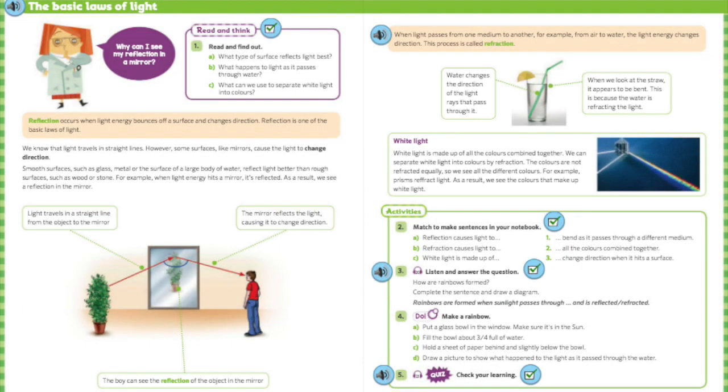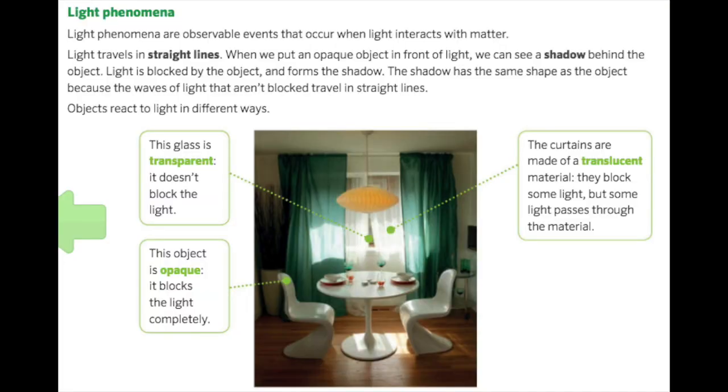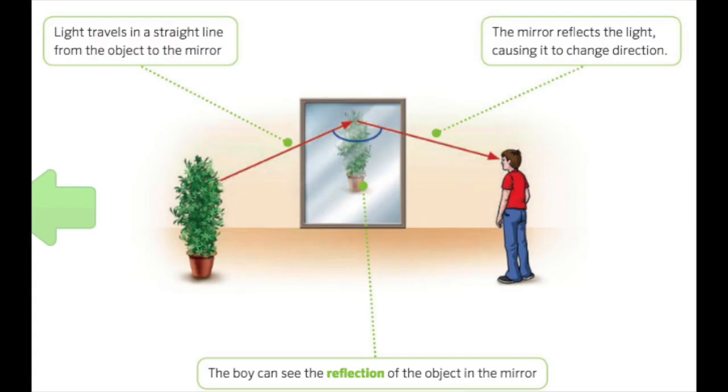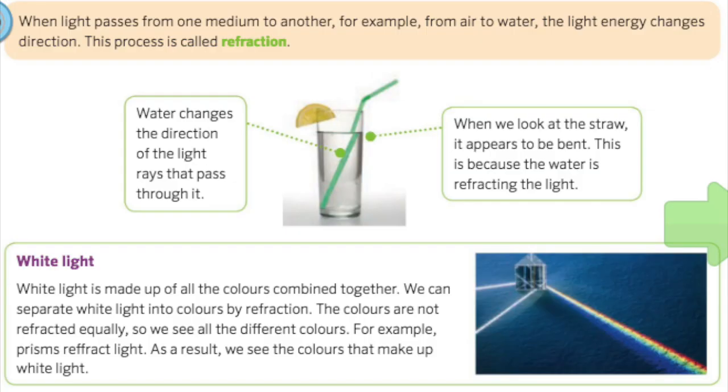Now we've finished our unit on light. Let's review some of the things that we learned. First, we learned about the light phenomena and how light travels in straight lines. We also learned about shadows created by transparent, translucent, and opaque objects. Then we learned about some of the basic laws of light, such as reflection and refraction.